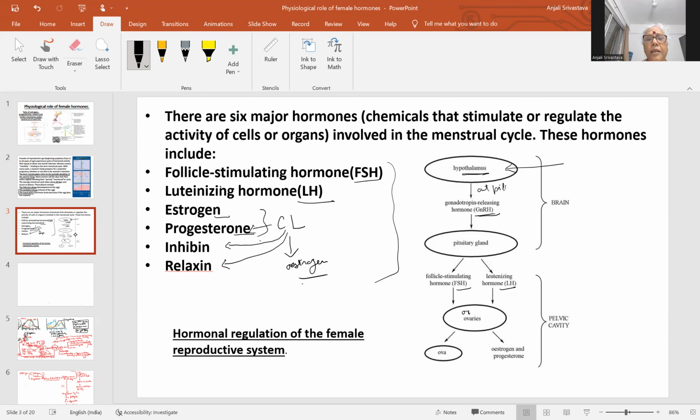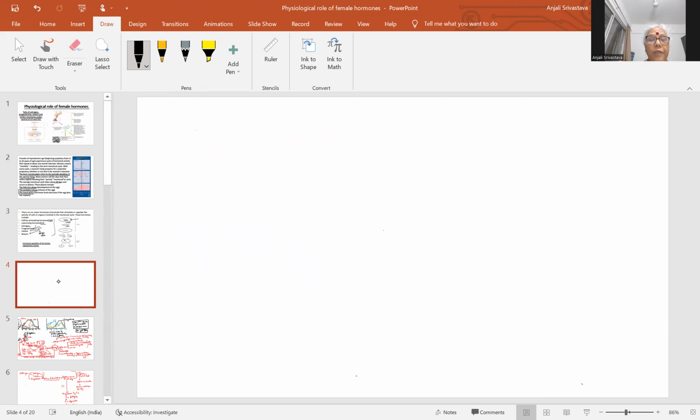So now, exactly like we have done during the male reproductive hormones, we will see how these hormones themselves control their production and release, and in that way they show the negative feedback mechanism. So we are going to have a very quick look in one slide.